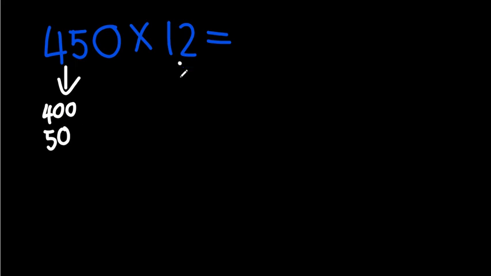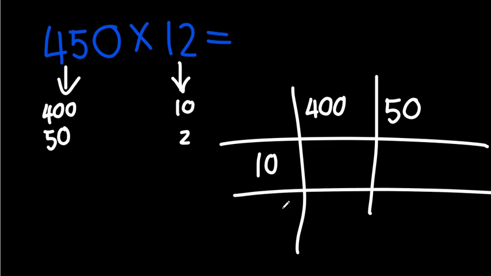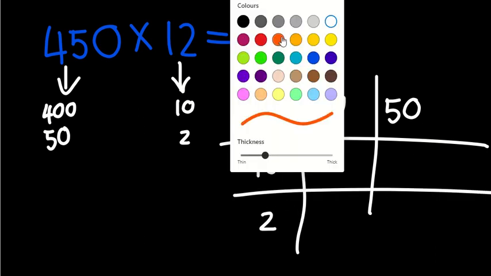So this one, we can say this is 450. And this 12, we can say it's a 10 and a 2. And then let's just make our grid from there. So we've got 400 and we've got 50. And on the other side, we've got 10 and we have 2. Okay, same as always, let's start our multiplying.